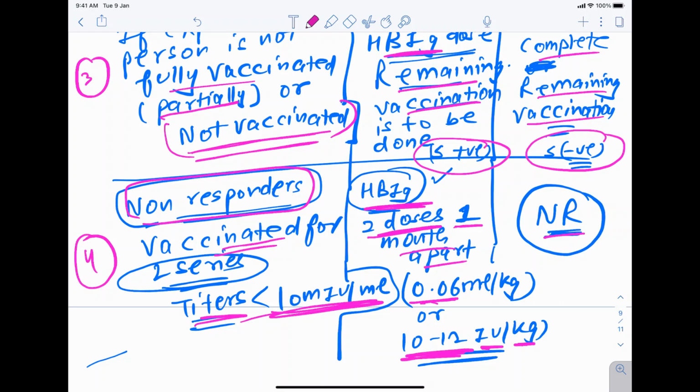So obviously now it will come up in INI-CET also. Somewhere you will get a question regarding hepatitis, or regarding HIV also. This particular thing is important, and these do's and don'ts are very important as per your lab work and hospital work also.